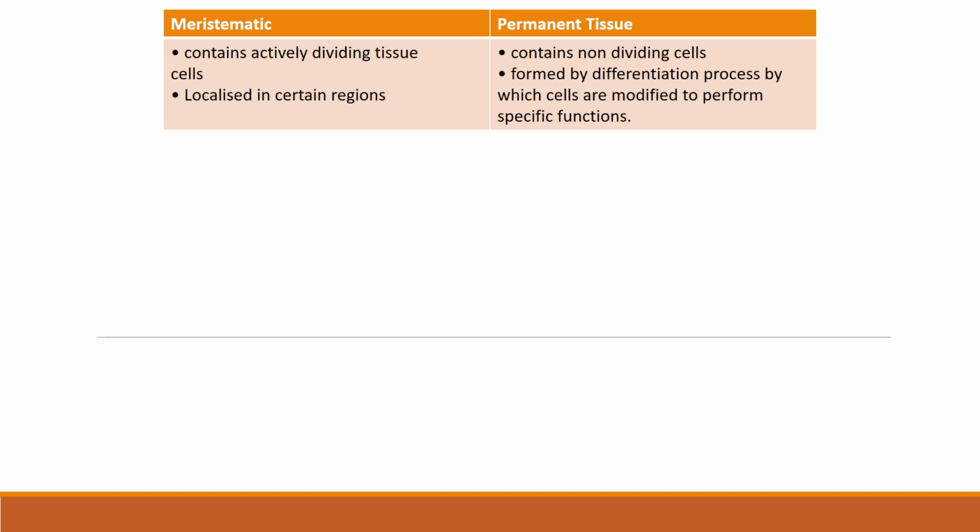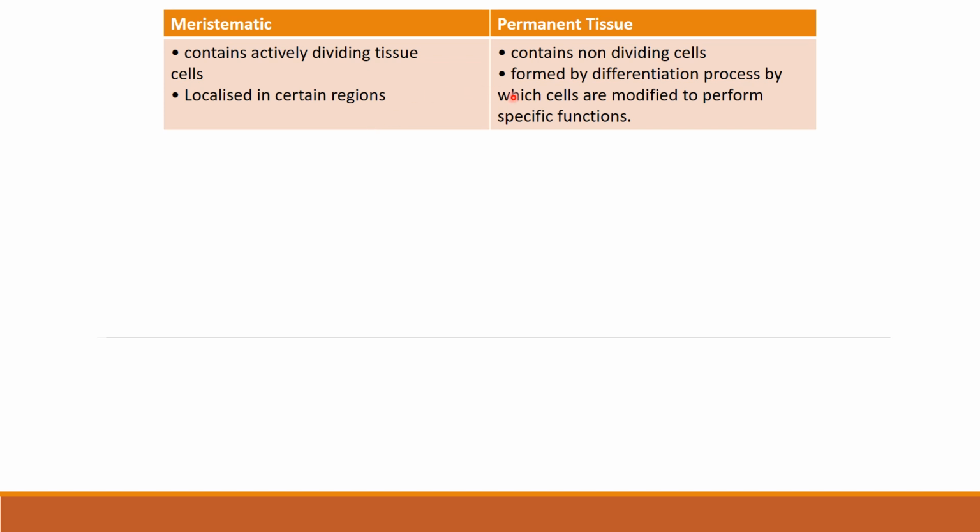Now, when we talk about the difference between meristematic and permanent tissue, obviously, these are the dividing tissues and these are the non-dividing tissues. But they are localized in certain regions. They are specific to some regions. Like, for example, they are present in the tip of the plant. That's why there is growth of the plant from the tip.